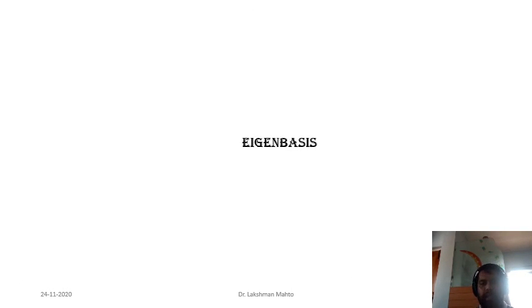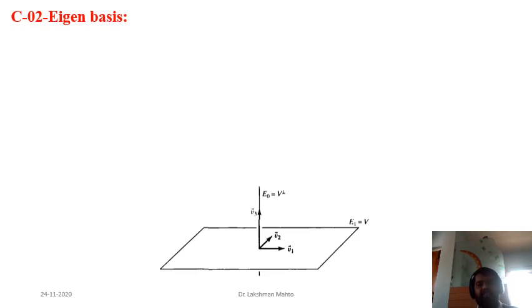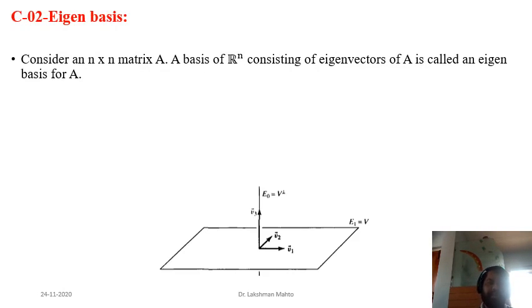Now coming to another important concept that we call eigenbasis. What we do here is try to find a new important basis with the help of eigenvectors. So first I would like to introduce what an eigenbasis is. Consider we have an n by n matrix A, and a basis of the space Rn which consists of eigenvectors of A. Then we call that basis an eigenbasis for A. Why for A? Because that eigenbasis is coming due to A. So the basis consisting of eigenvectors of A is an eigenbasis of A.